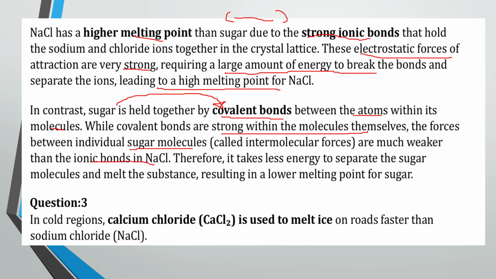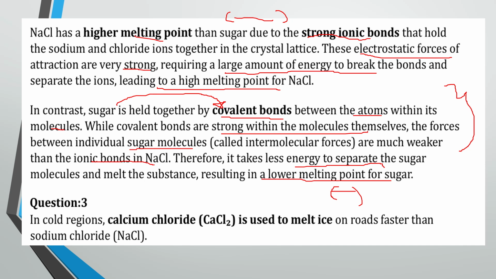And by that fact, if the bonds are weaker, that means less energy is going to be required to break them. Since sugar is a covalent compound with weak forces between molecules, it requires a smaller amount of heat energy to break the bonds holding its structure. This is going to result in a lower melting and boiling point. But since we only explain melting point, you simply indicate melting point. You don't indicate the boiling point. But like I've said, the explanation remains the same for both melting point and boiling point.